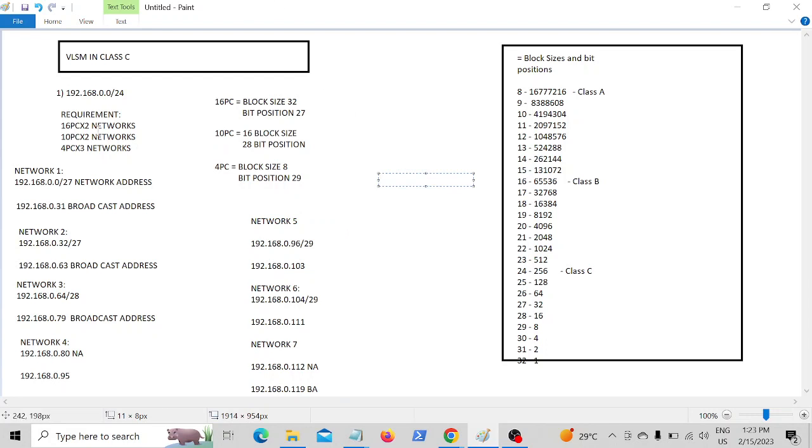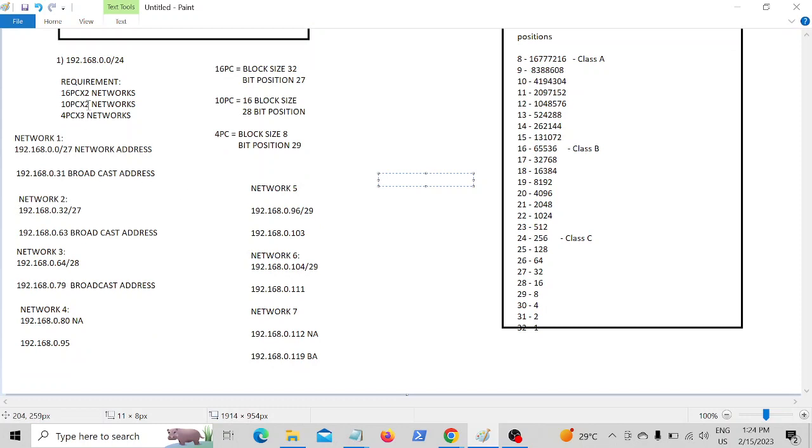So how your requirement is 3, 4, 5, 6, 7. Yeah, we have got 7 networks. So I'll tell you again. See, network 1 is 192.168.0.0. For the requirement of 16 PCs into 2 networks, the CIDR value is 27. So we have to take 27 two times, because there are 2 networks. So 27, 27, two times.